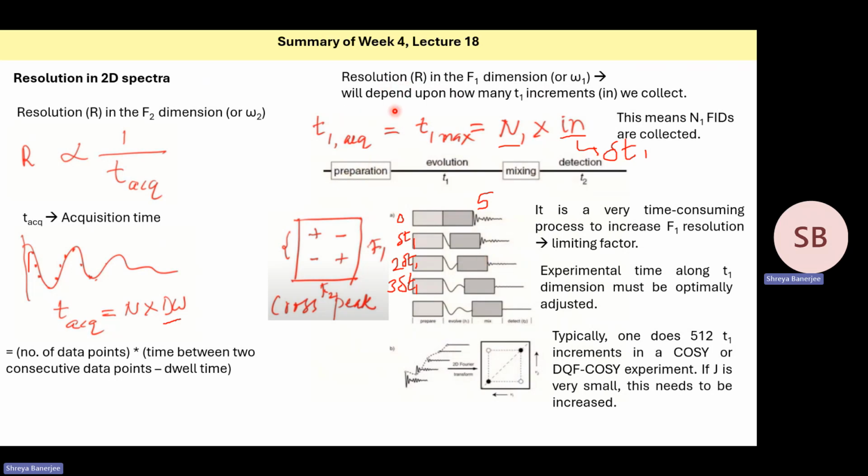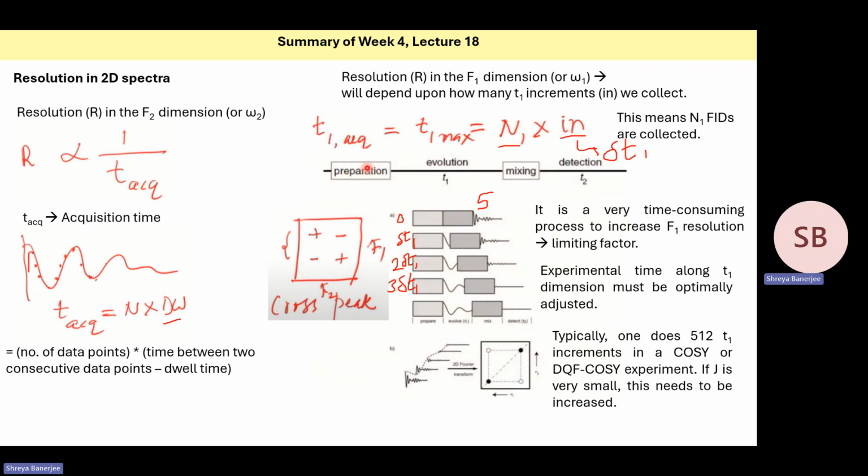So if we want to increase resolution along the F1 axis, we have to increase the acquisition time of T1. But in order to increase the acquisition time of T1, we basically have to collect more FIDs. And that is a very time consuming process because collecting an FID involves the preparation time, the evolution time, the mixing time. It involves the entire pulse sequence. So in order to improve resolution along F1, we will have to increase T1 acquisition.